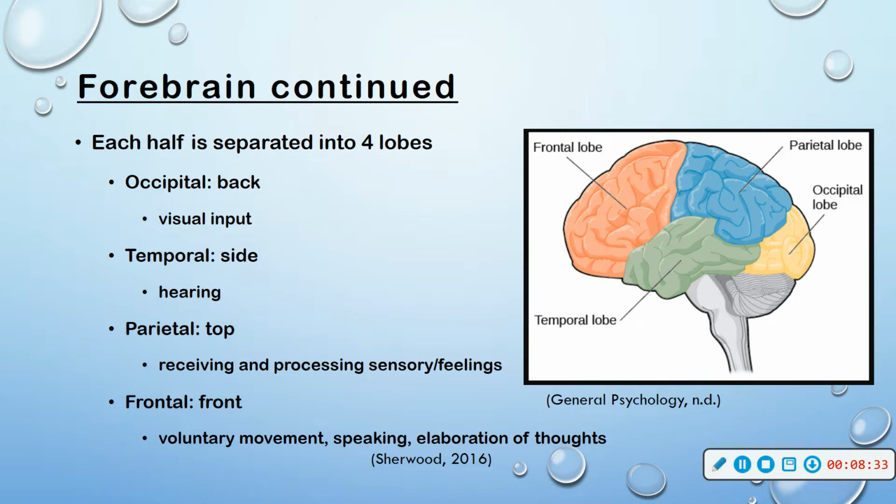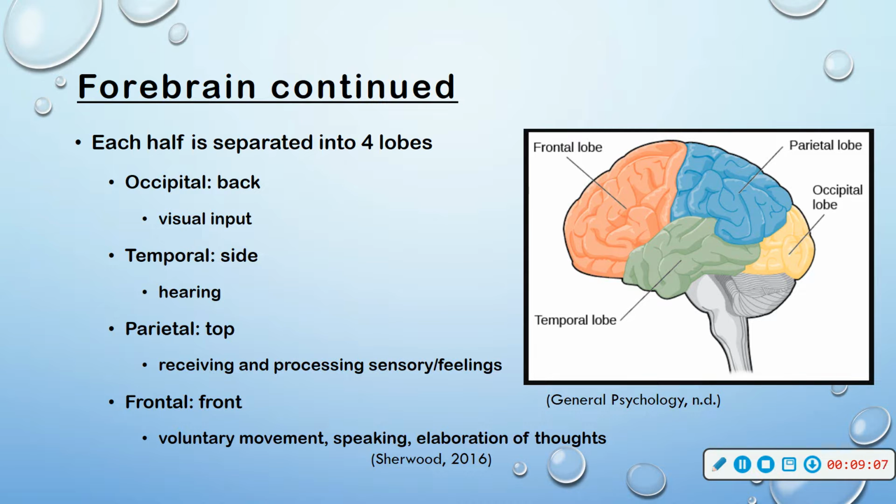Now, again with the forebrain, those halves are separated into two halves. But each half is also separated into 4 lobes that have very specific functions. So on each half, left and right, there is an occipital lobe, a temporal lobe, a parietal lobe, and a frontal lobe. It's hard for me to say that name, occipital. That lobe is found on the very back.